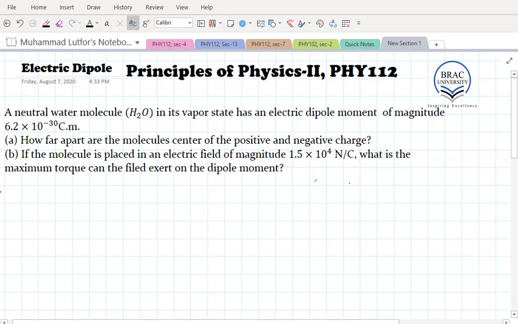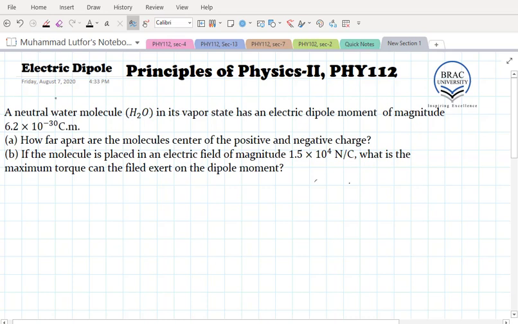Second question, if the molecule is placed in an electric field of magnitude 1.4 × 10^4 Newton per coulomb, then what is the maximum torque the field can exert on the dipole moment? So that means we also have to find out the torque on that water molecule if it is placed in an electric field of 1.5 × 10^4 Newton per coulomb.